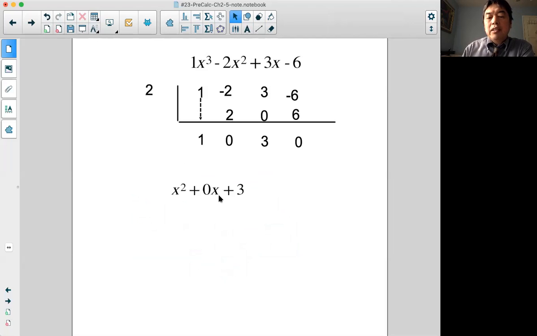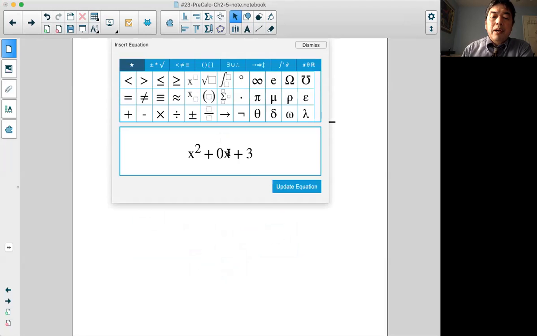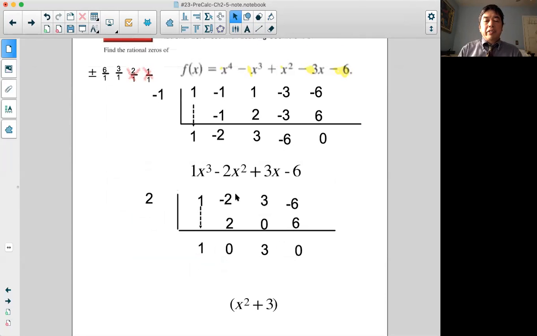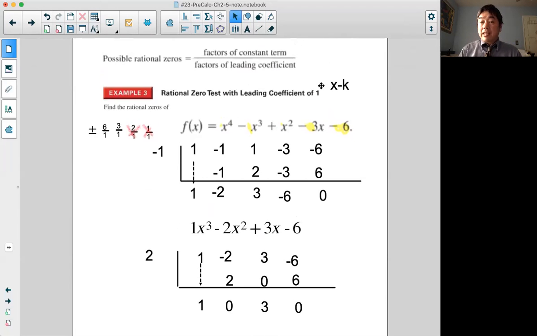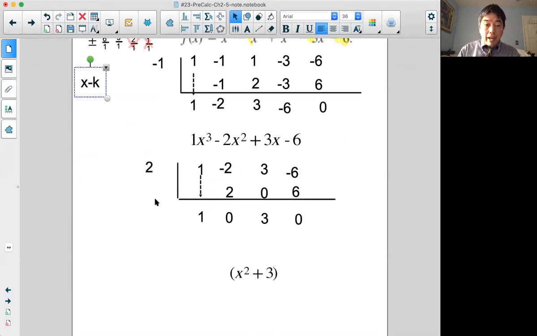Okay, since this is the end, you don't need 0x here. So I will keep this one as it is. x squared plus 3. So this is one of the quotients. Now, what's the relation of 0? So we find out this, but this is x minus k form. Synthetic division x minus k form. So first number you have to plug in, this is k. So you plug in x minus minus 1 is x plus 1.